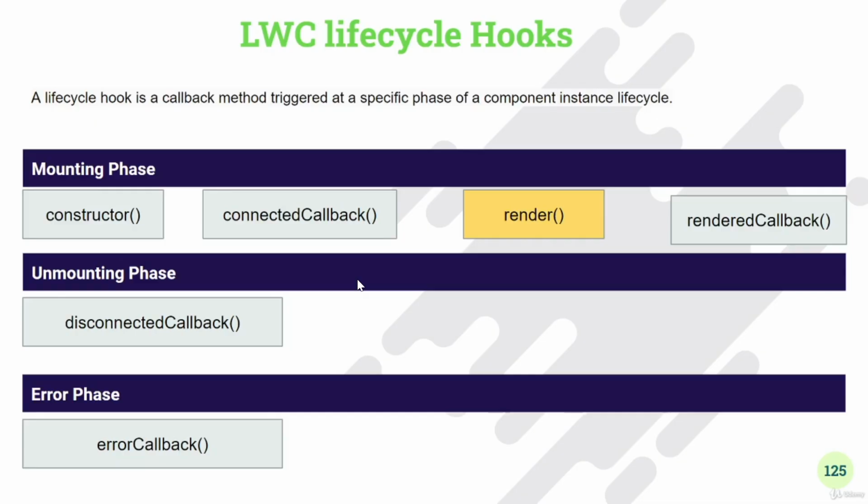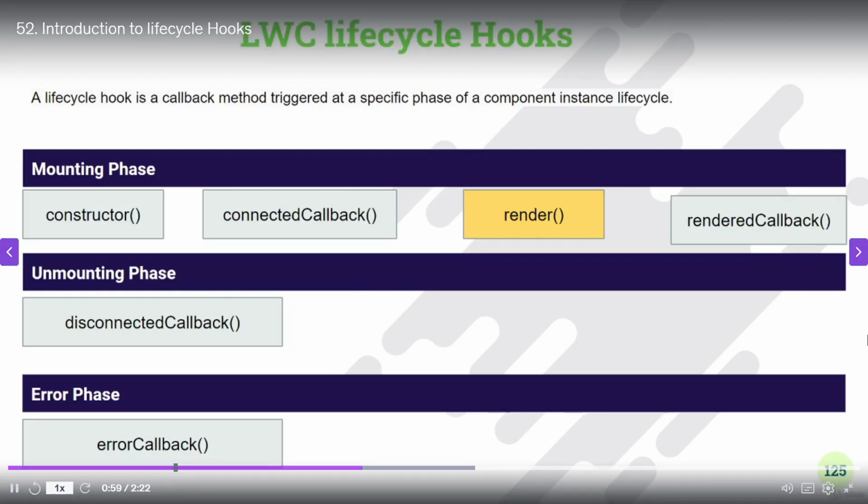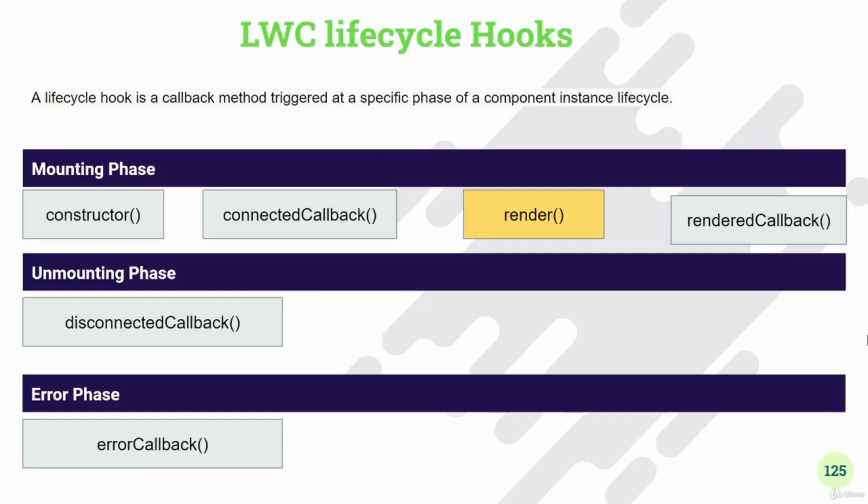The mounting phase has four methods. First is the constructor method, then the connected callback, then the render method, and the fourth one is the rendered callback. These are the four methods that get called during the mounting phase.